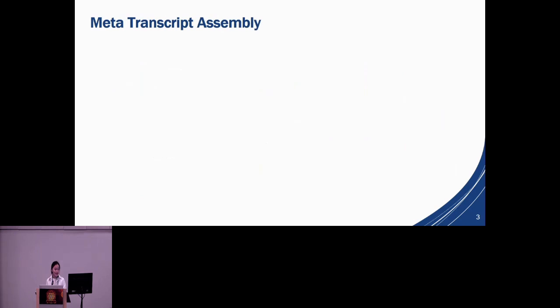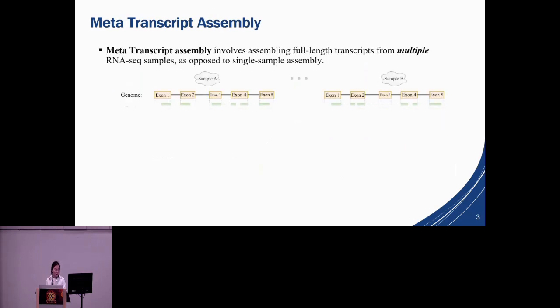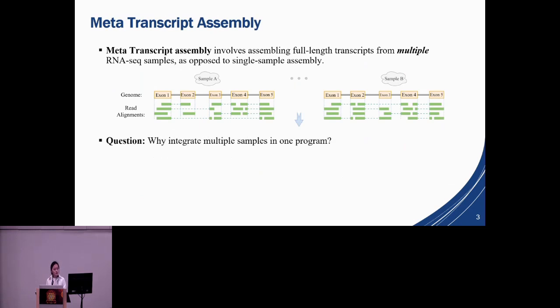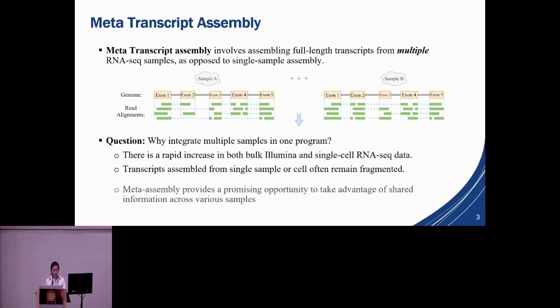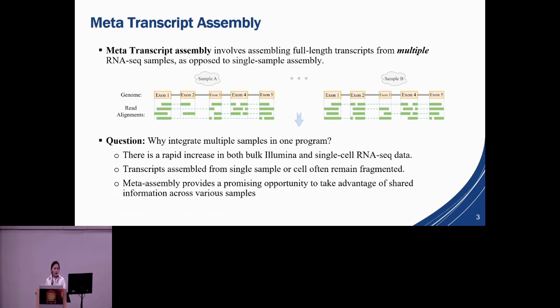Meta-transcript assembly, instead, handles multiple samples in the assembly procedure. This is a bit different from the widely used single-sample assemblers. So here is the question: why do we need to consider integrating multiple samples in one program? There are several reasons. First, the volume of RNA-seq data is increasing rapidly with different sequencing protocols, such as bulk Illumina short reads and SMART-seq3 single-cell RNA-seq data.